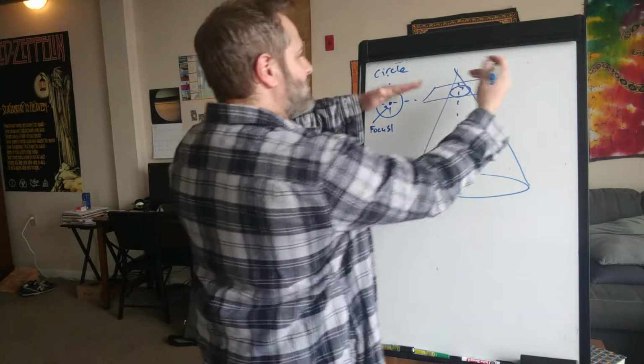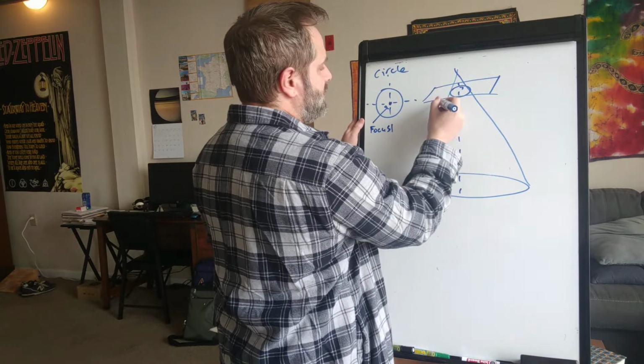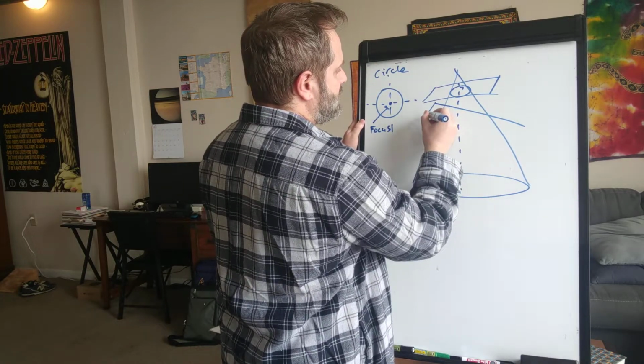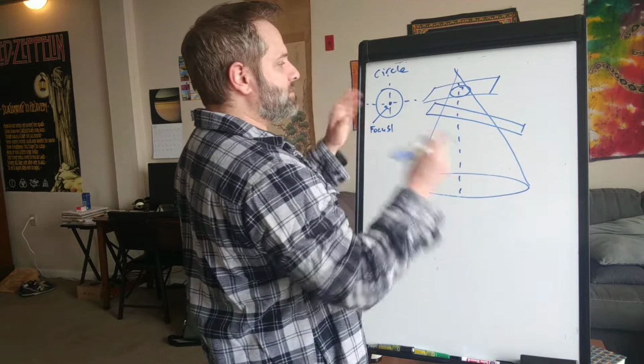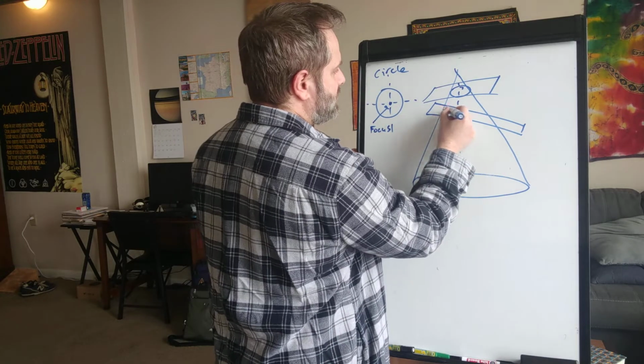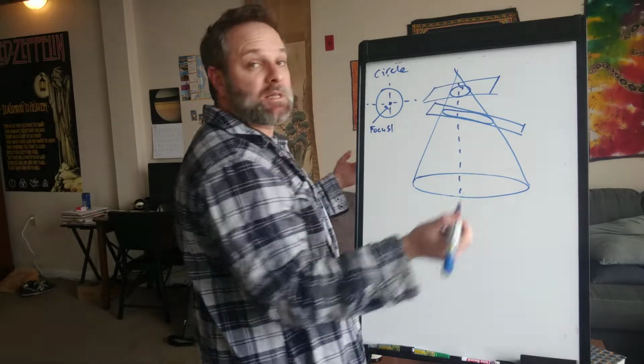Next, if we take this plane and just sort of tilt it a little bit, so now we have something like that. Imagine it's a little wider. Now we have an ellipse.